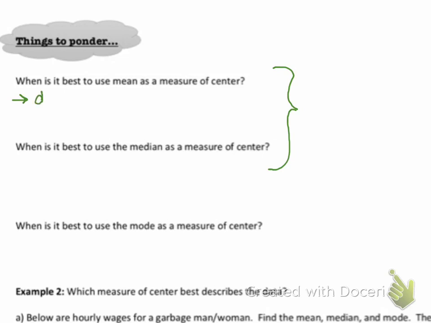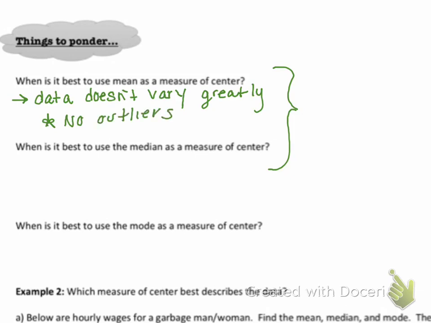So I'd say your data doesn't vary greatly. Because it's going to vary, right? So basically what I'm saying is that there's no real outliers to skew your data. Okay? Now, the best time to use median is when there is a bigger range, meaning the numbers are kind of all over the place. Okay? And there could be outliers that would skew your mean.